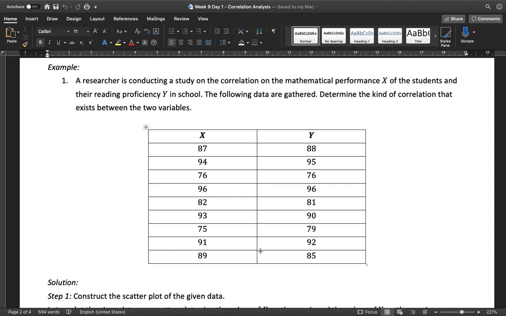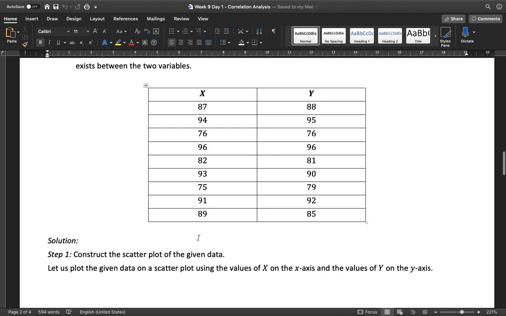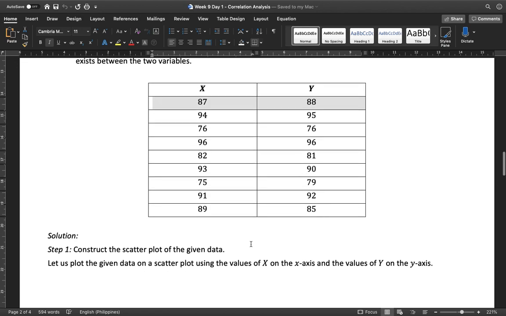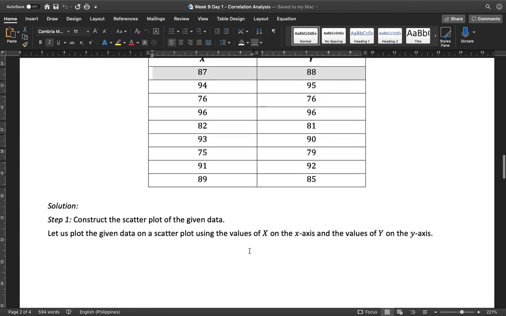So, what we're going to do is we will construct the scatter plot. So, we will take these two values and plot it in a Cartesian plane. This will be the value of x, this will be the value of y. So, we plot x-axis, y-axis. Yan, tig-isa yan. So, ilang points yan? 1, 2, 3, 4, 5, 6, 7, 8, 9. So, we will plot it in a Cartesian plane.